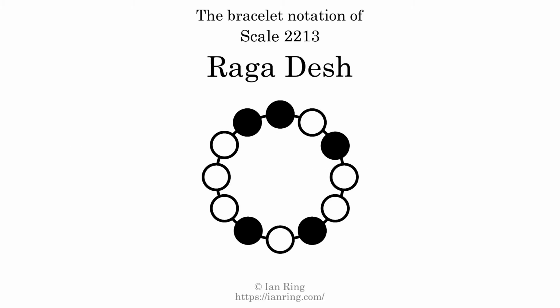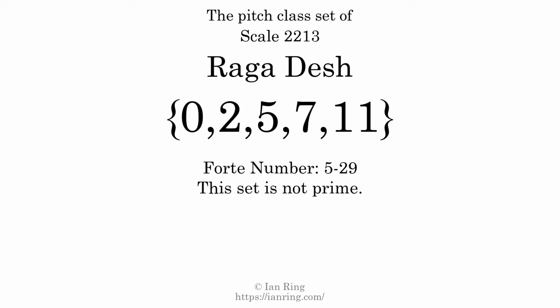This is a bracelet notation diagram of scale 2213. The shaded circles represent tones that appear in the scale, and they are read clockwise, starting at the top. The pitch class set for this scale is 0, 2, 5, 7, 11. The Fort class is 529. This set is not prime.